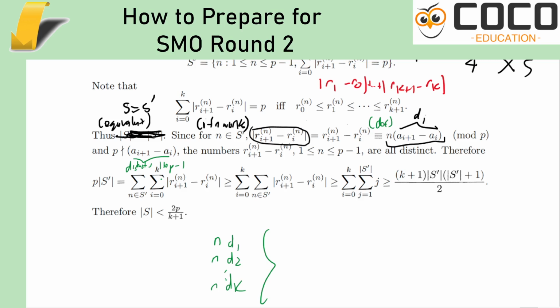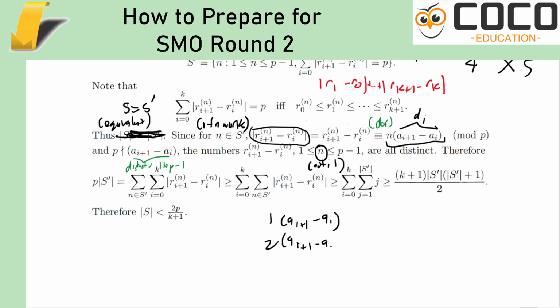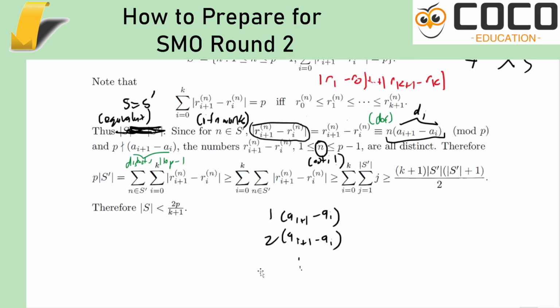Because of that, it means that these numbers are all distinct, where n is varying. So I realized that I have misunderstood it just now. This is distinct for the n varying. Now, it's not for all i. So I misread this. This is not i, this is n. In other words, it's saying that a_{i+1} minus a_i times different things. Times 1, times 2, all the way to times p minus 1.